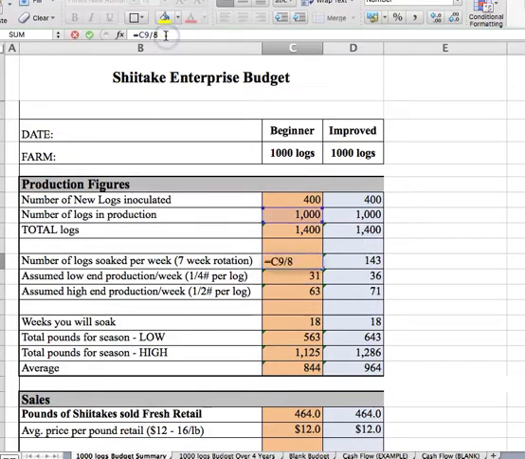So you can certainly play with those formulas if you want to. It can get confusing though, so be careful if you do that. Maybe save it as a separate document in case something gets weird. And that shows you your low end and high end, your production per week, assuming all those logs produce. The average that we found over our research was 1/4 to 1/2 pound per log per flush.